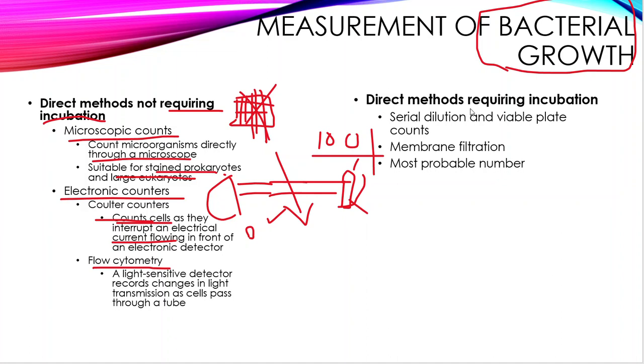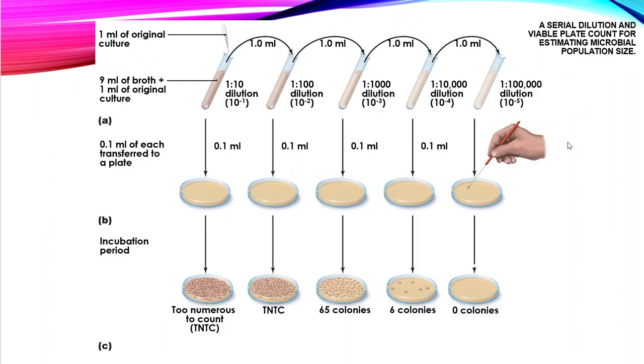Now, we've got these methods that do require serial dilution, viable plate counts, we'll talk about that, membrane filtration, and most probable number. This is serial dilution. This is actually one of the labs that we do when we can.